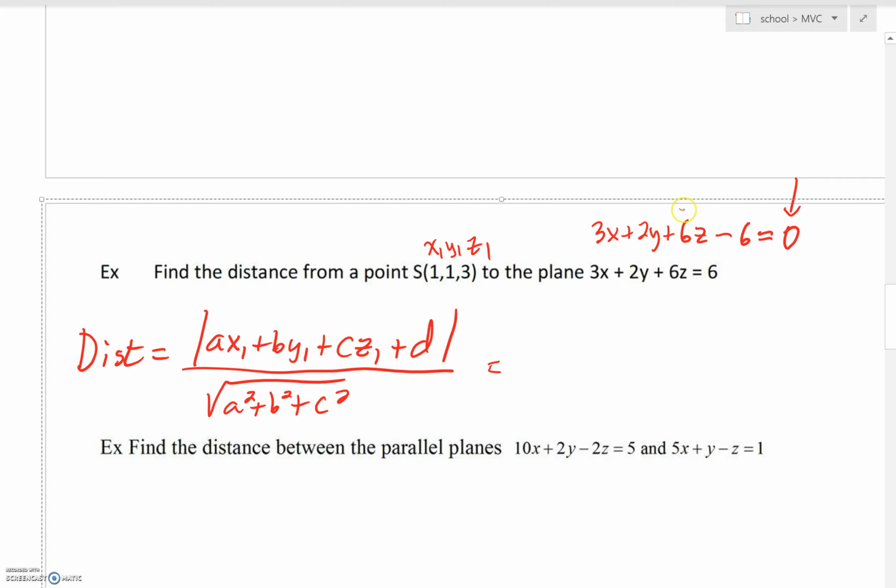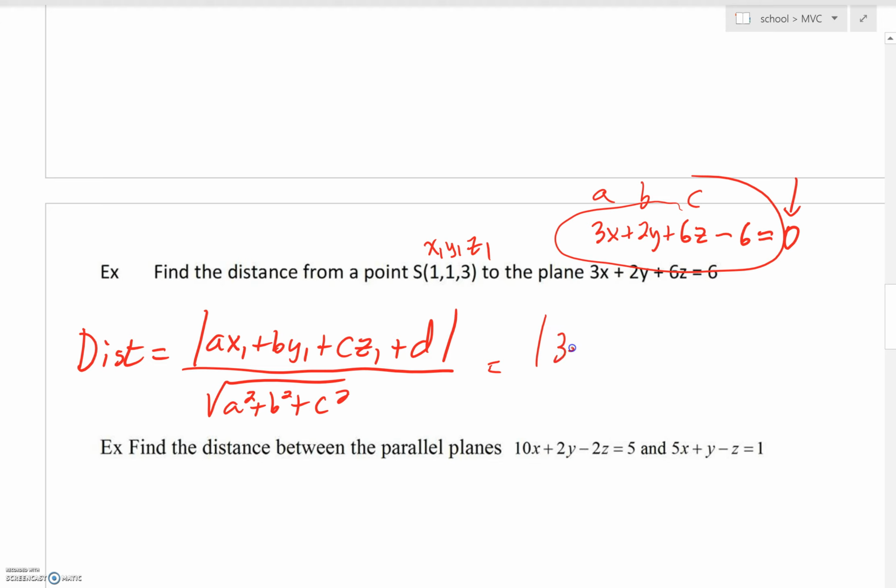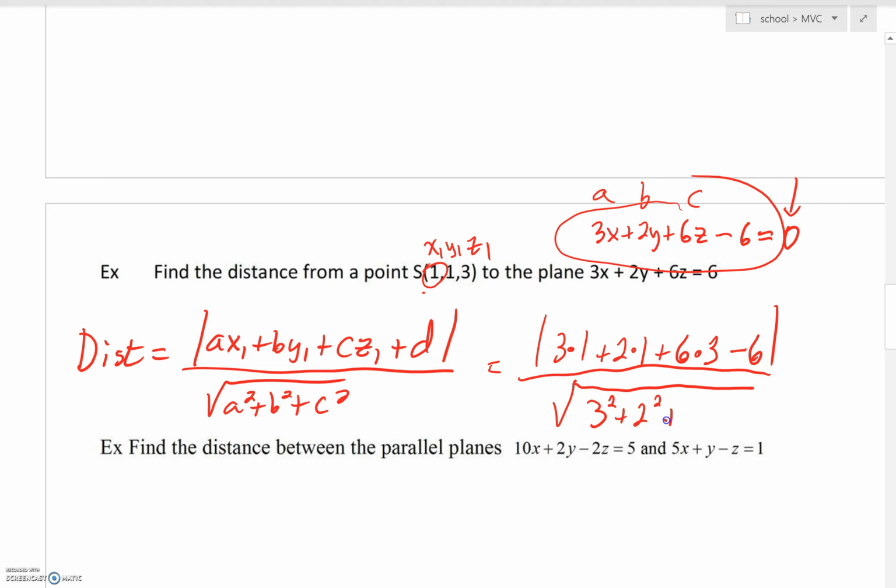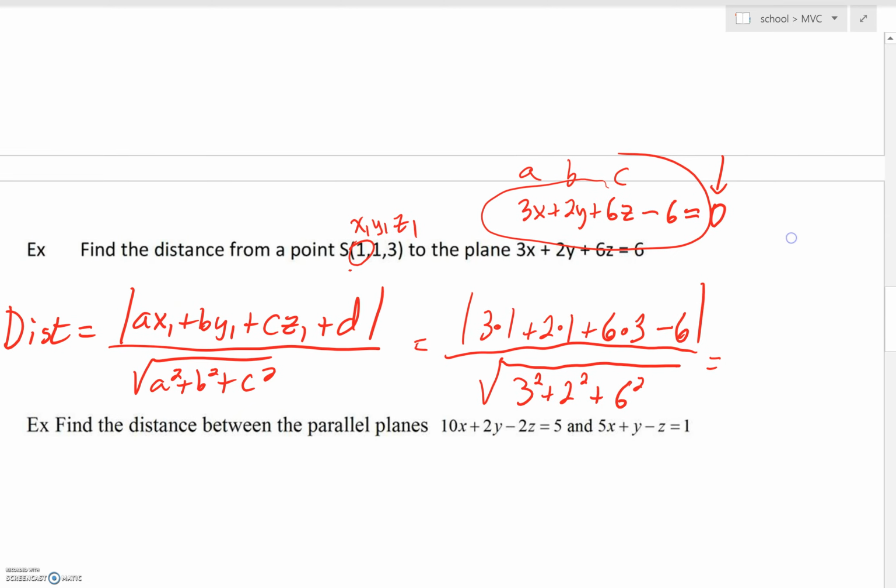Well, here we have it. This is your a, b, and c right here. So it's going to be 3 times, we'll plug in your 1 for your x value, 2 times, we'll plug in your 1 for your y value. Your z value is actually a 3. And down below, we'll have the square root of, well, we need our a squared. That's 3 squared plus 2 squared plus 6 squared. Right now, we just have to clean it up.